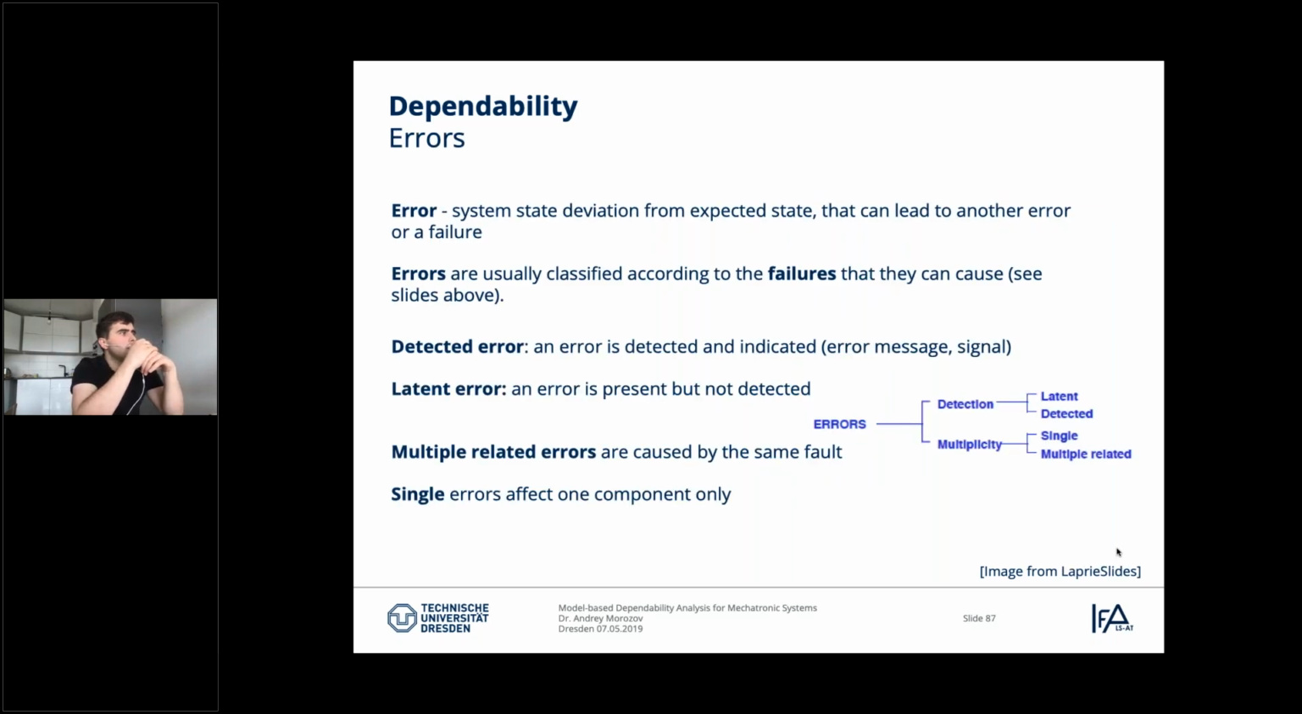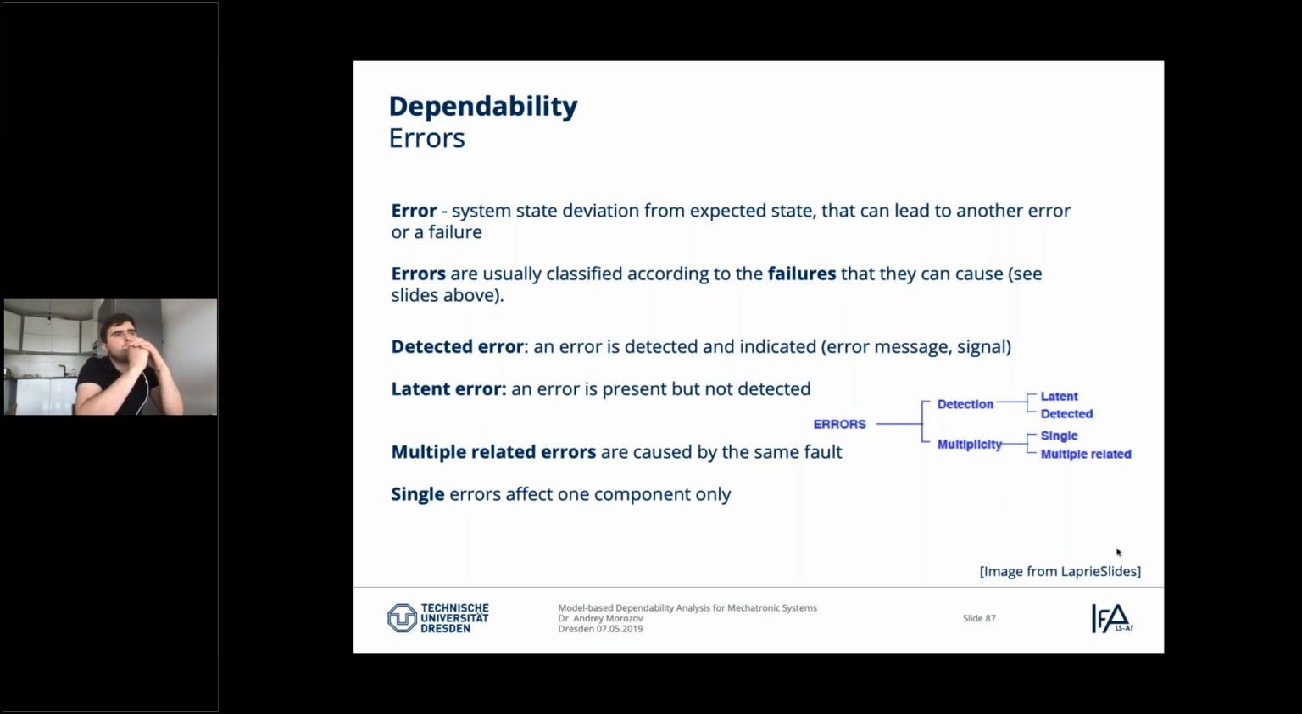Again, an error is a system state deviation from the expected state that can lead to another error or failure. Errors are usually classified according to the failures that they can cause. Usually we classify faults, because it's important in order to understand what kind of faults we could have in the system.